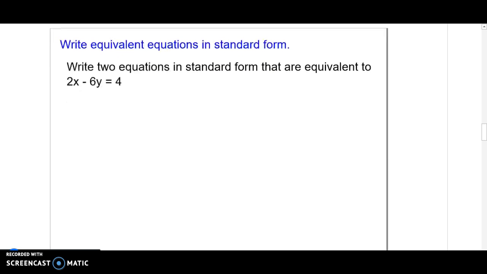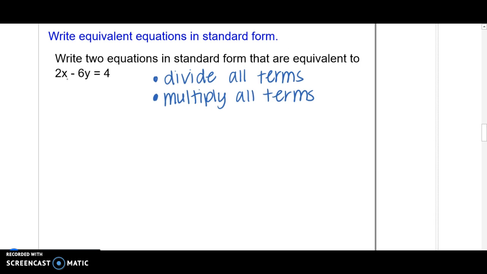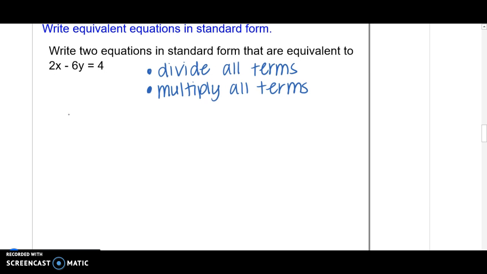Write equivalent equations in standard form. So what if they give you an equation and you want to write something equivalent to it? Well, you can either divide all terms by the same number, or multiply all terms. Remember, terms, guys, are just the different parts. So like 2x is a term, 6y is a term, 4 is a term. So looking at this, we have 2, 6, and 4 as our coefficients. Well, we could divide all of those by a certain number.